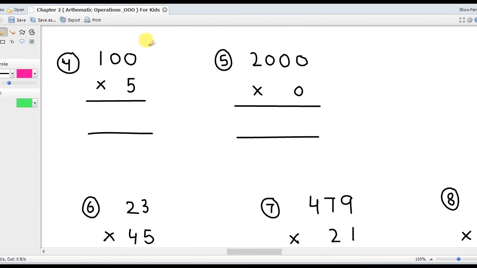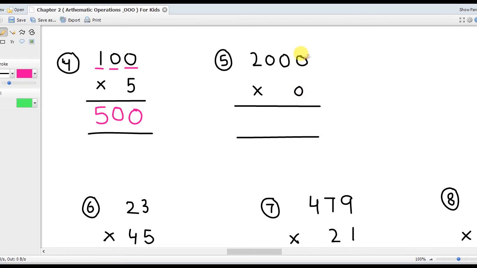Moving on to the next question, which is question number 4, 100 times 5. So start multiplying each of these digits at their given place values with 5. First I'm going to multiply this 0 with this 5. So 0 times 5 is 0. Now multiply this 0 with this 5. 0 times 5 is 0. And now multiply this 1 with this 5. 1 times 5 is 5. Always start from the unit place, okay? Do not start from here. So overall 100 times 5 is 500, or 5 times 100 is 500.